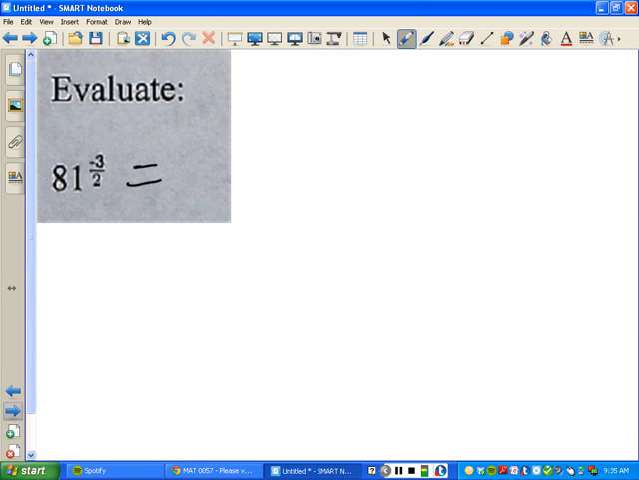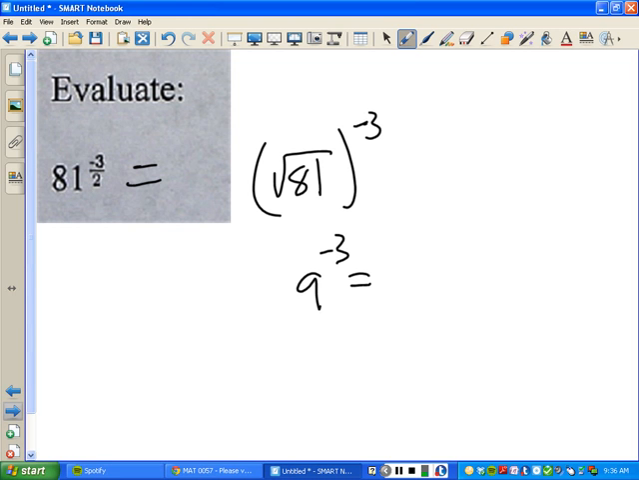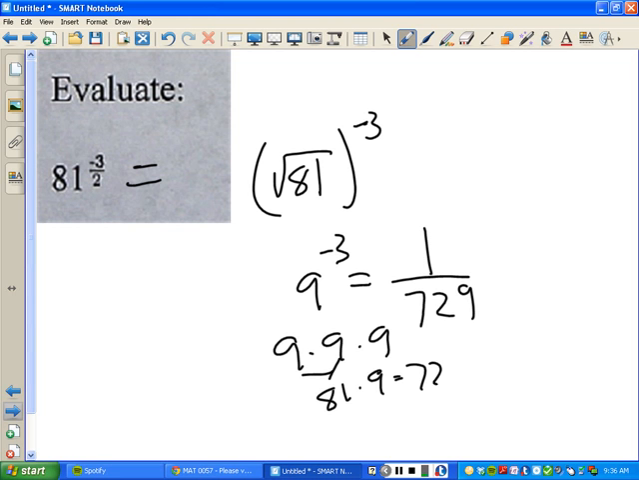Yes, you can just do what it tells you to do. Make it the square root of 81 raised to the -3rd power. What's the square root of 81? And 9 raised to the -3rd power is 1/729. Because 9 times 9 times 9, this is 81 times 9 is 729.